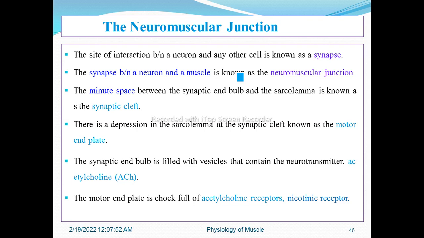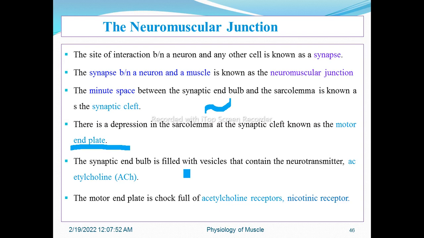There is a depression in the sarcolemma, the cell membrane of the muscle. This depression area is known as the motor end plate. The motor end plate is a depression area of the muscle membrane that is used for synapse formation. The synaptic end bulb is filled with vesicles that contain neurotransmitter, known as acetylcholine.